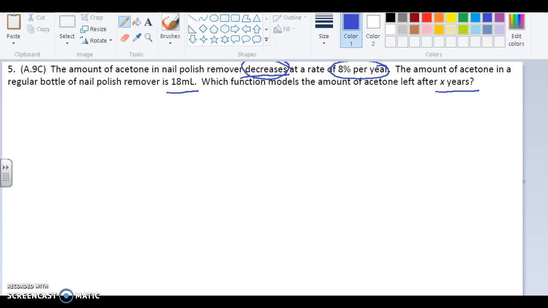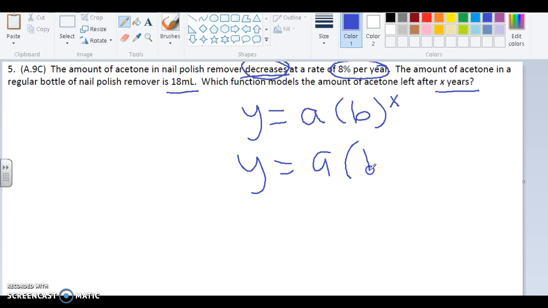So let's think about for decay, it's going to be y equals a times b to the x, unless they don't give us the actual b and we have to find the b ourselves. So if we come up here, it says that it decreases at a rate of 8% per year. So that means we're going to have to use this formula. And we'll choose to use the minus sign because it's decreasing at a rate of 8% per year.